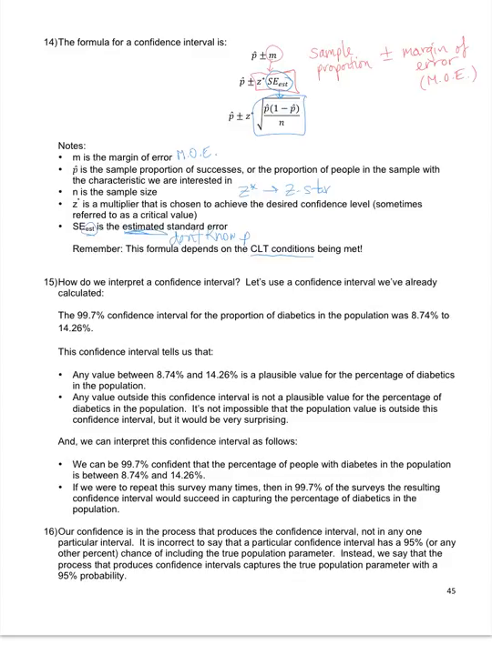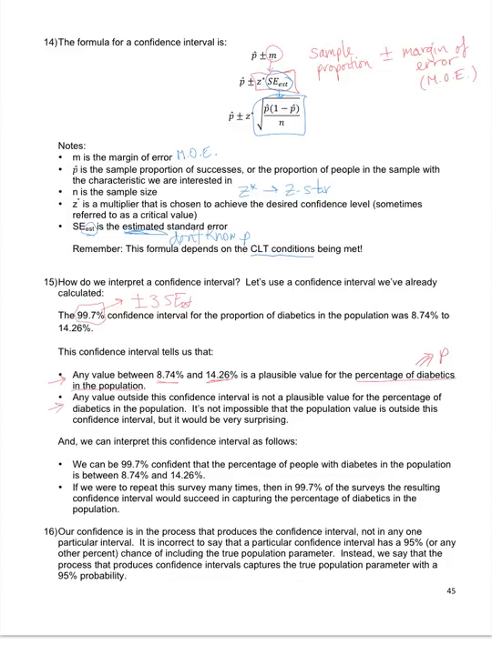All right, so how do you interpret a confidence interval? Let's use a confidence interval we've already calculated. We found that the 99.7% confidence interval for the proportion of diabetics in the population was 8.74% to 14.26%. Remember, this was plus or minus 3 estimated standard errors. The confidence interval tells us that any value between 8.74% and 14.26%, inclusive, is a plausible value for the percentage of diabetics in the population, which is represented by p.